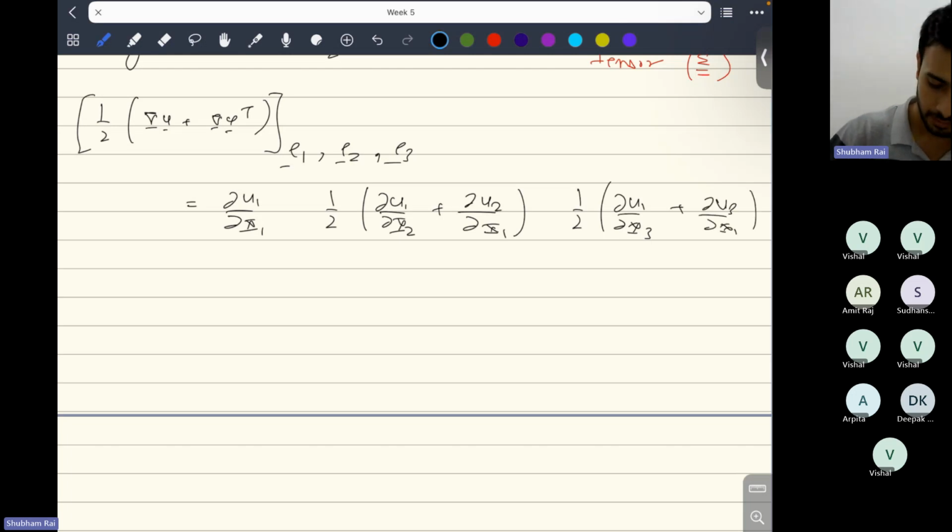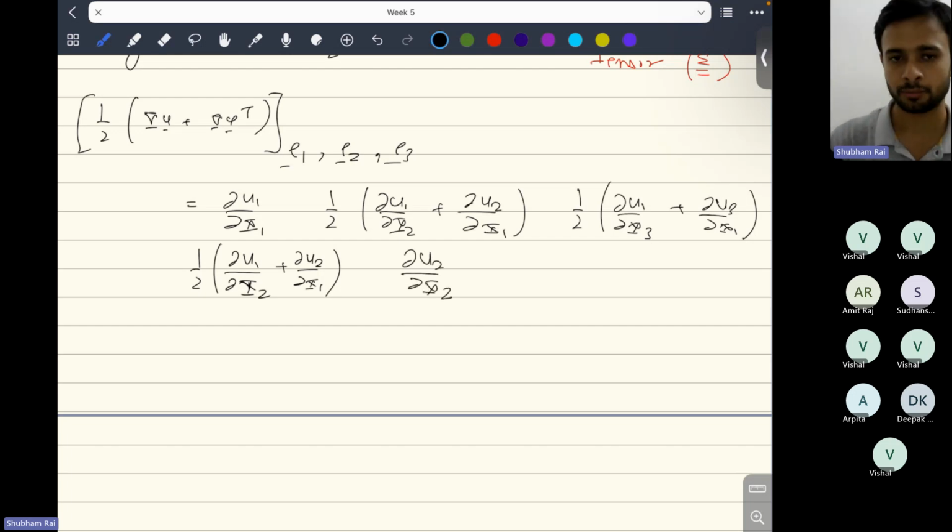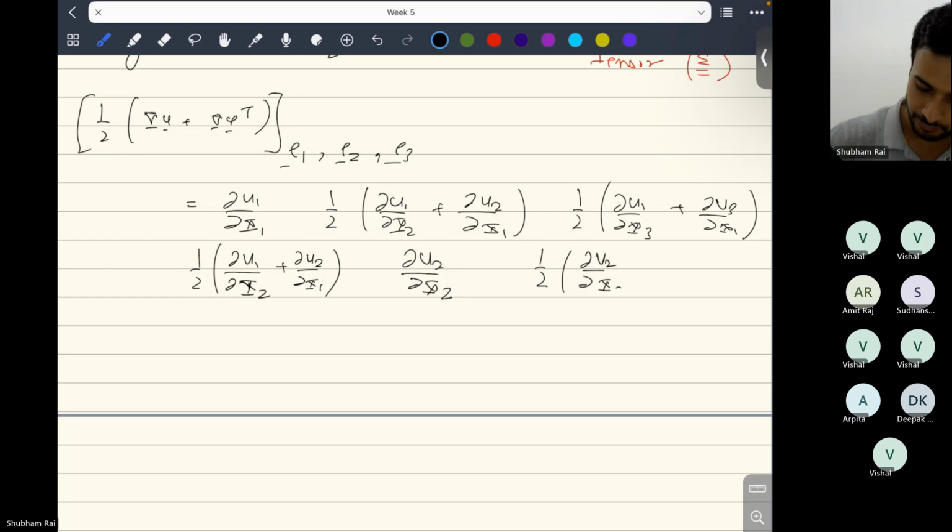Right. Similarly, in the second row, the first element will be half of del u1 by del x2 plus del u2 by del x1. The second element will be del u2 by del x2. And the third element will be half of del u2 by del x3 plus del u3 by del x2.